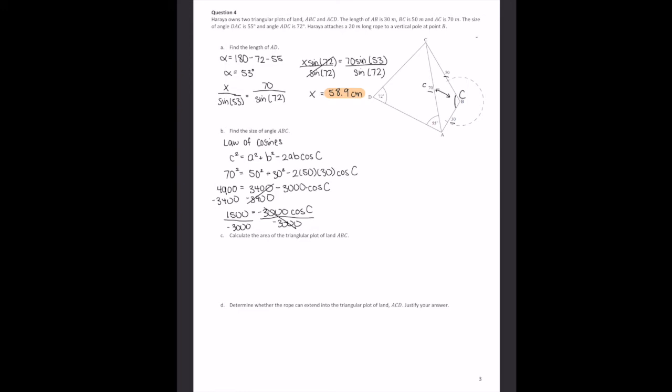So over here what we get is negative a half is equal to cosine of c once you simplify the fraction 1,500 over negative 3,000. So to get c by itself, our last step is to apply the inverse of cosine, which is cosine inverse, to both sides. And plugging the left side into the calculator, we get that c is equal to 120 degrees.